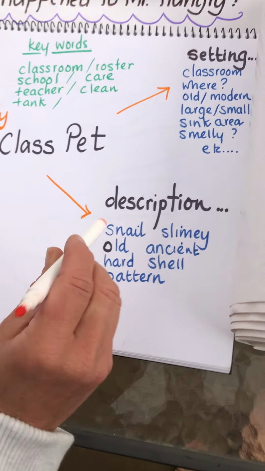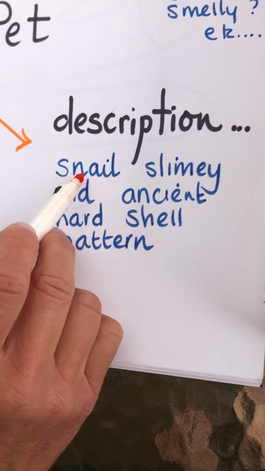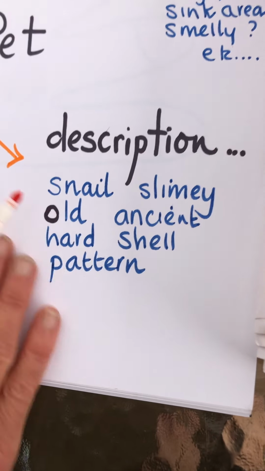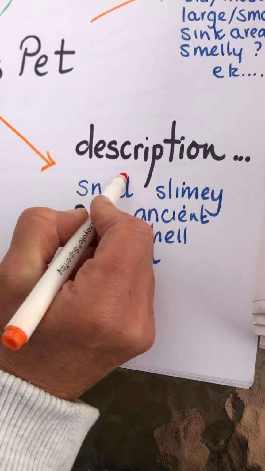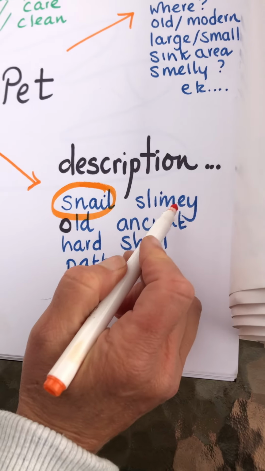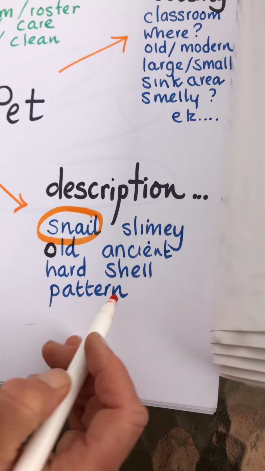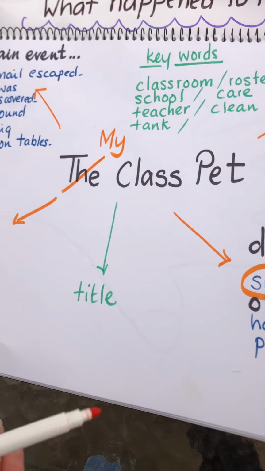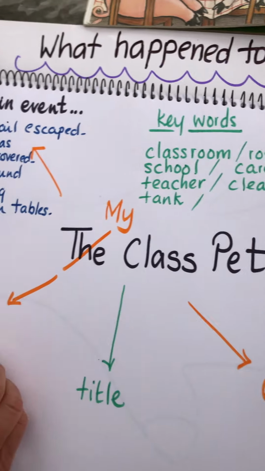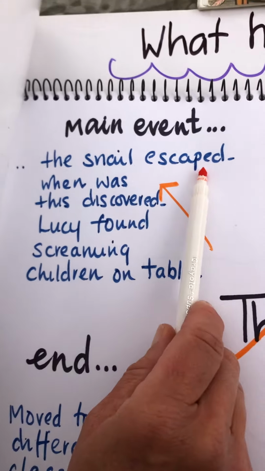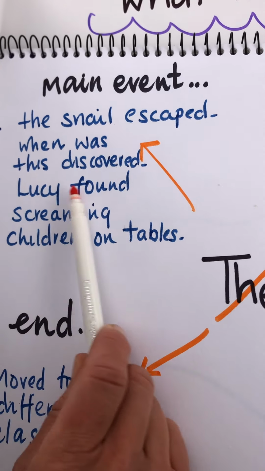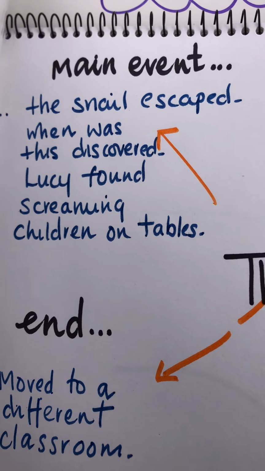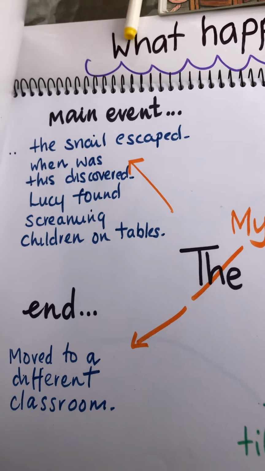Okay, so then we're thinking about description, those lovely adjectives that describe your animal. Slimy might be, so I'm thinking of a snail. My class pet is going to be a snail, so I've said it's slimy, it's hard with the shell, the pattern. I'm going to change my title, but I'll show you that a little bit later on. And I want to think of the main event. So I thought my snail's going to escape, and he was discovered by Lucy, and there was a bit of pandemonium in the classroom because the children were obviously a little bit scared.